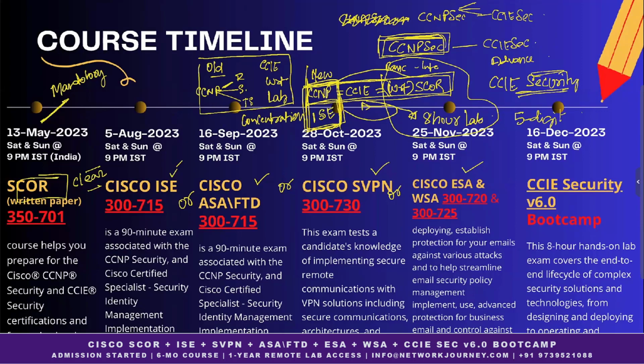The core paper is a mandatory paper for both CCNP and the CCIE written paper. And the rest, like these three from the CCNP level, are optional. But from the CCIE Security point of view, we need them, because the CCIE Security lab will consist of all these topics. It will have one question from Cisco ISE, one from the firewall, one from the VPN, one from the ESA, WSA. So this lab needs all this knowledge. Okay, so this is about the pattern of CCIE Security.